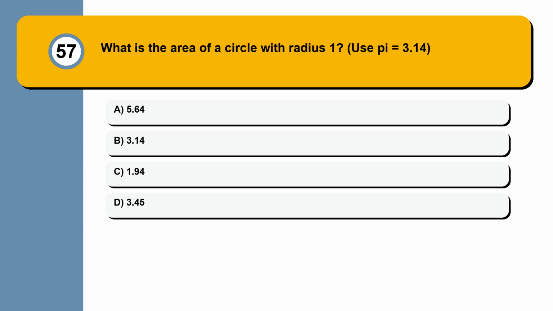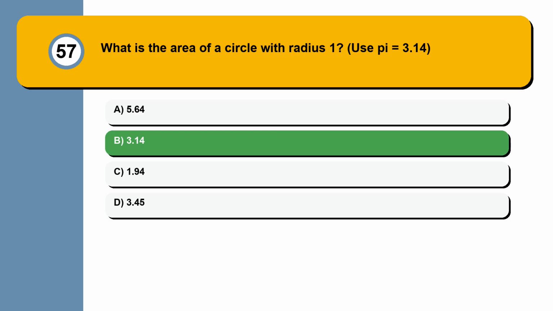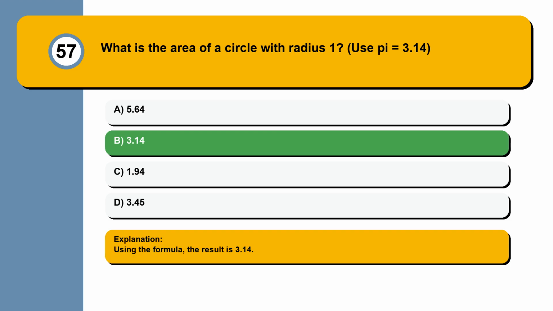Question 57. What is the area of a circle with radius 1? Use pi = 3.14. 5.64, 3.14, 1.94, 3.45. Using the formula, the result is 3.14.